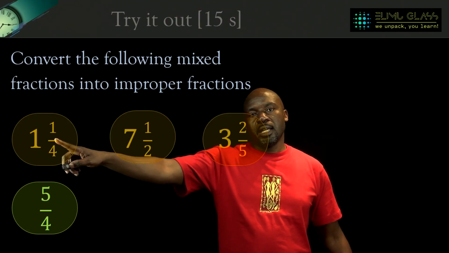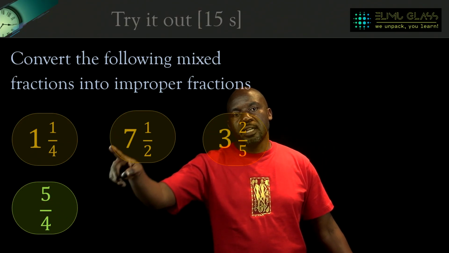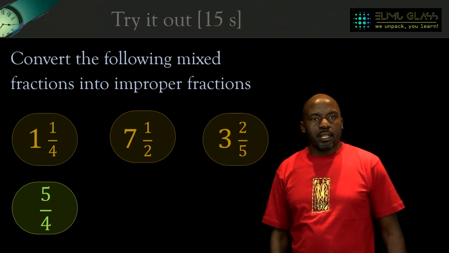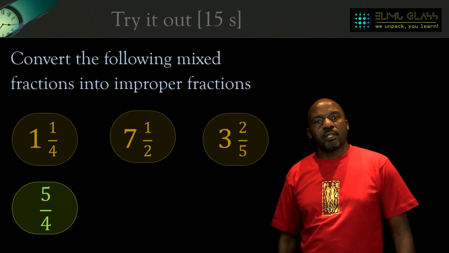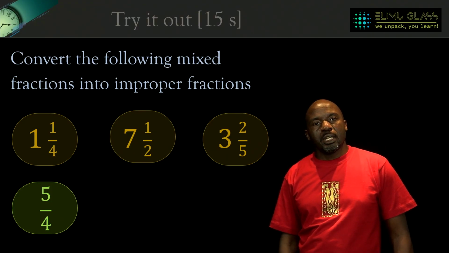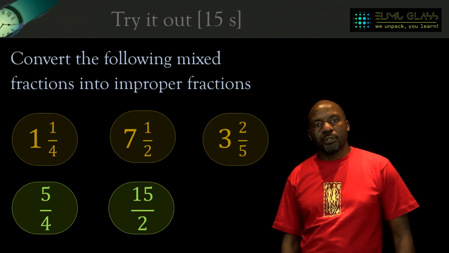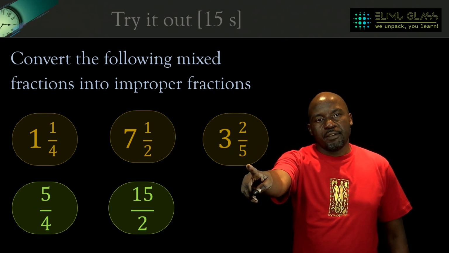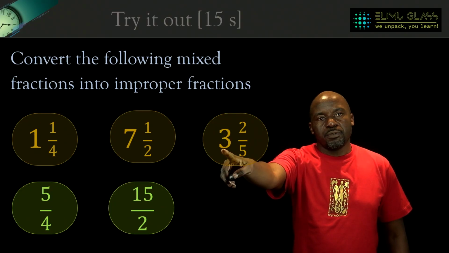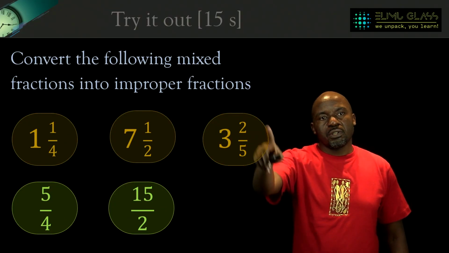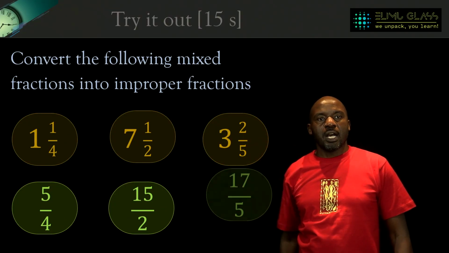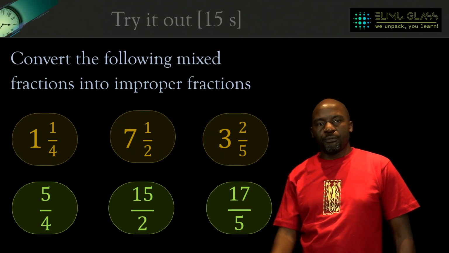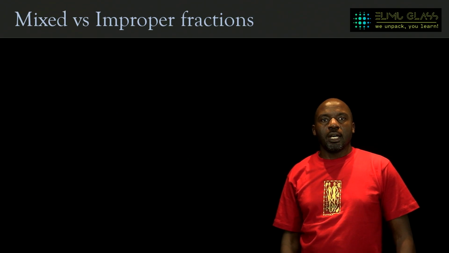So this one gives us that as the answer. Try the other one. Please pause the video and try them. If you've done so, then the answer to the second one, you should be able to see, is 15 over 2. And the answer to the third one is 5 times 3, which is 15, plus 2 is 17. So 17 over 5. Our answer is 17 over 5, like that. Try them out before you see my answers, of course.